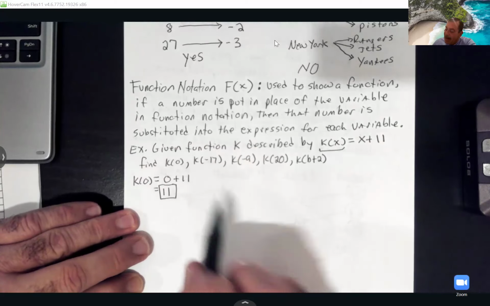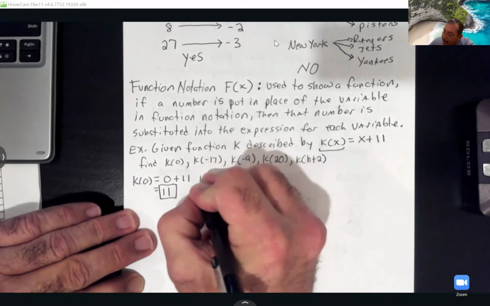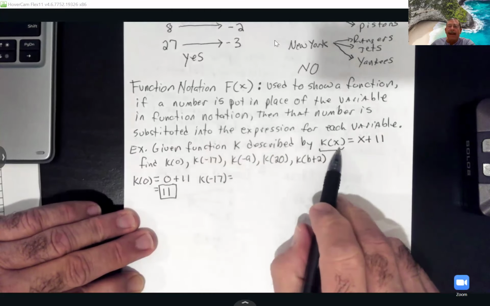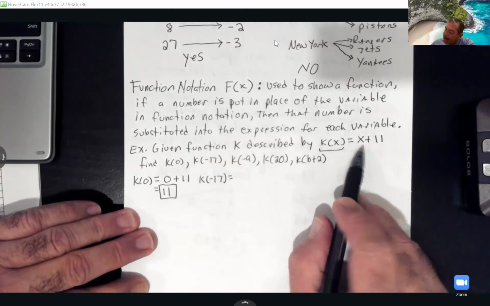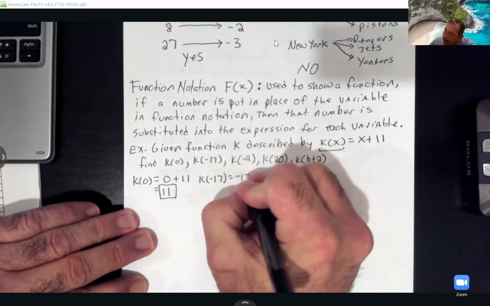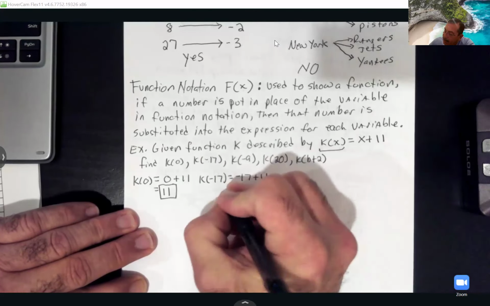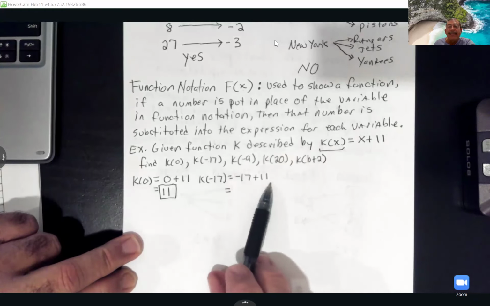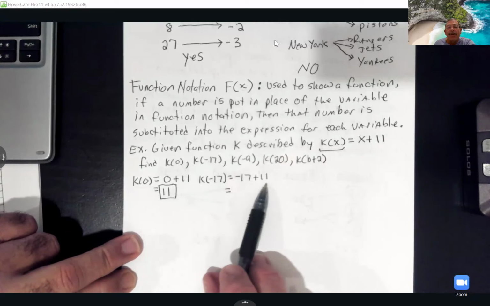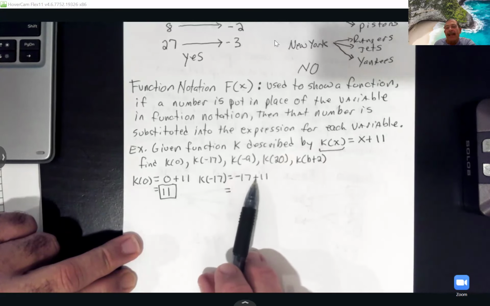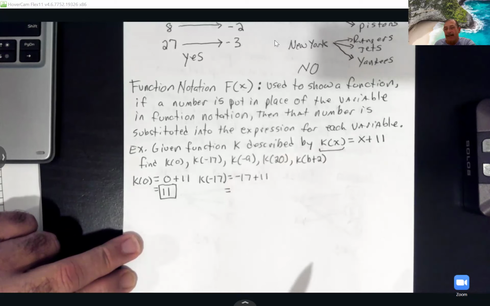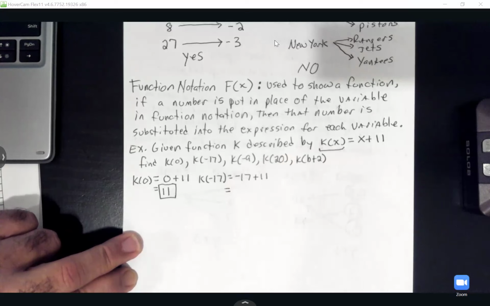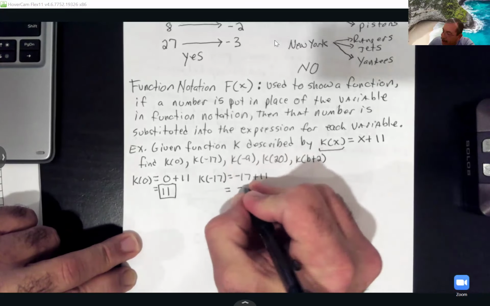So then it wants us to find k of negative 17. Well, all right, put a negative 17 in for that x. So that's going to give us negative 17 plus 11. All right, so trickier when I got unlike signs. So what do y'all get when y'all do a negative 17 and a positive 11? Negative 6, good job.